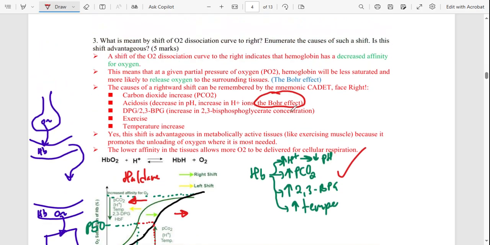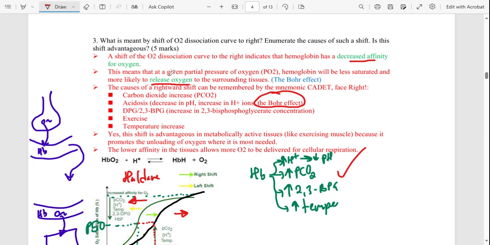Now to answer our question, what is meant by the shift of oxygen dissociation to the right? A shift of oxygen dissociation to the right indicates that hemoglobin has a decreased affinity for oxygen. If it is decreased affinity, it means now that the oxygen can actually be released into the tissues. All right, it can go and bind to the tissue. That means that at a given partial pressure of oxygen, hemoglobin will be less saturated.